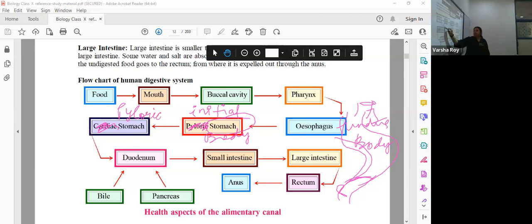पाइलोरिक पार्ट. And then comes the duodenum. Small intestine is already a part of duodenum. So you can write here jejunum and ileum लिखना चाहिए. Jejunum, then it is going to the ileum. From there it goes to large intestine, से rectum and then anus. और duodenum में liver से, it is from the liver, the bile juice, and it is from the pancreas, pancreatic juice.